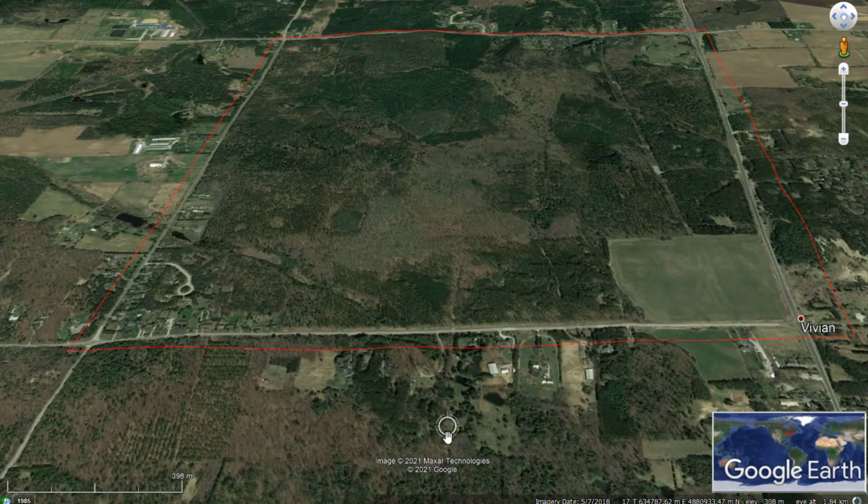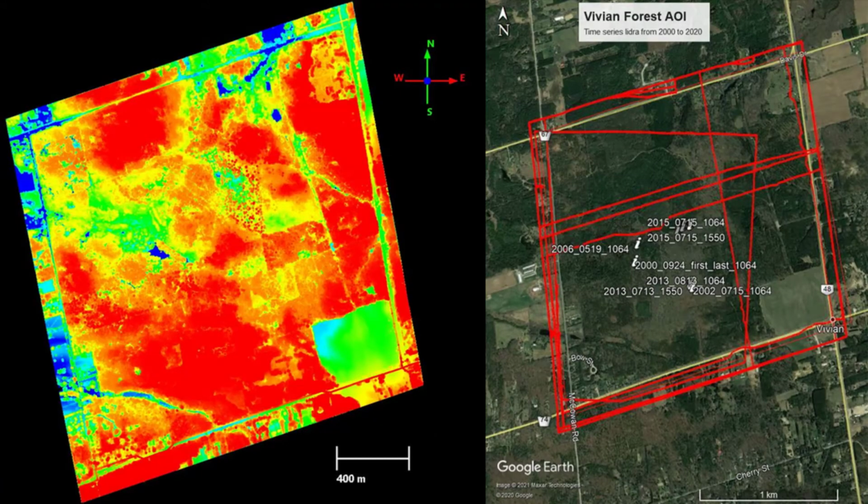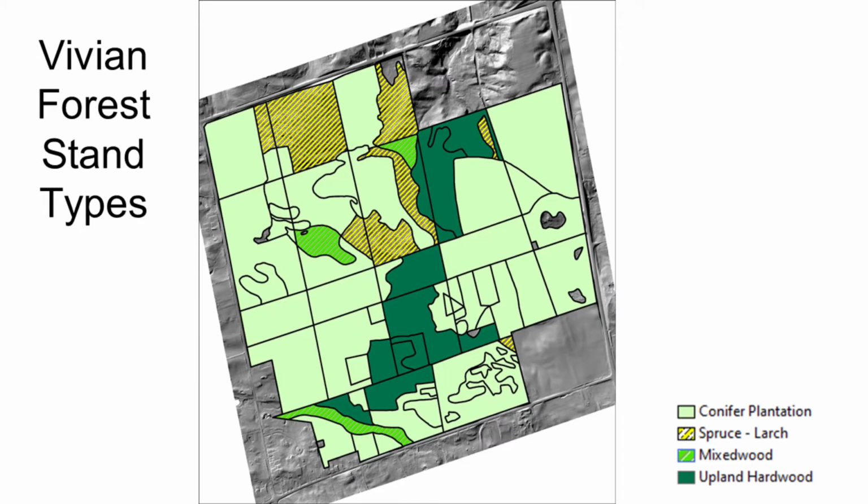To conclude my introduction to airborne LiDAR forest attribute mapping, I would like to summarize some of my lab's work over our Vivian Forest study site within the York Regional Forest in Ontario. We started collecting LiDAR here in 2000 using an Optech ALTM 1210 sensor, and now have an archive spanning 20 years and every generation of LiDAR sensors since.